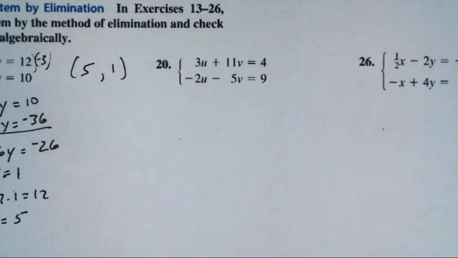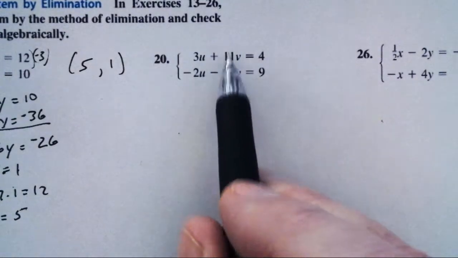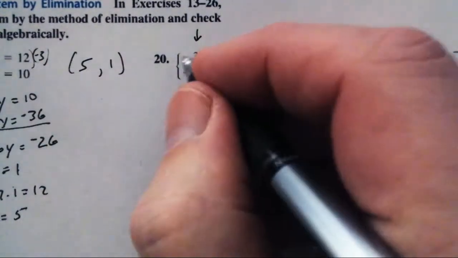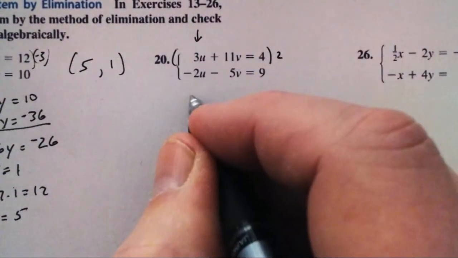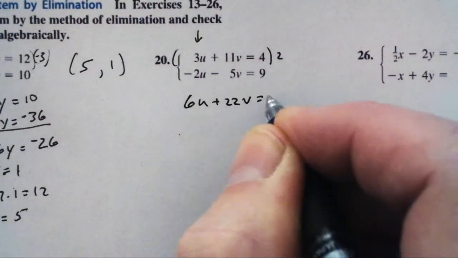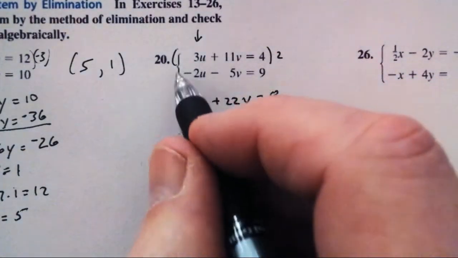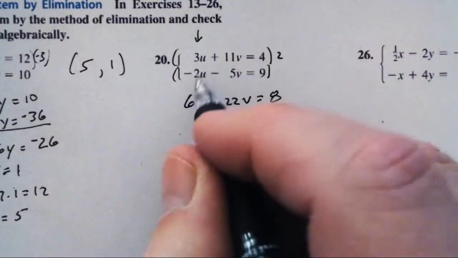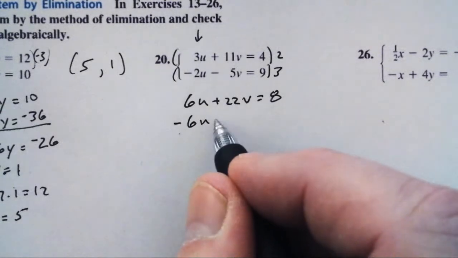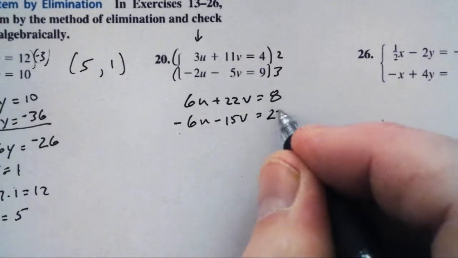Okay, number 20. The u's least common multiple is 6, not too bad. The v's least common multiple is 55. I'm going to have the u's match up at 6. I'm going to multiply the first equation by 2 to get 6u plus 22v is 8. And in the second equation, I'd like to get a 6, but I'd rather get a negative 6. I can multiply this equation by positive 3. Negative 6u minus 15v equals 3 times 9, 27.